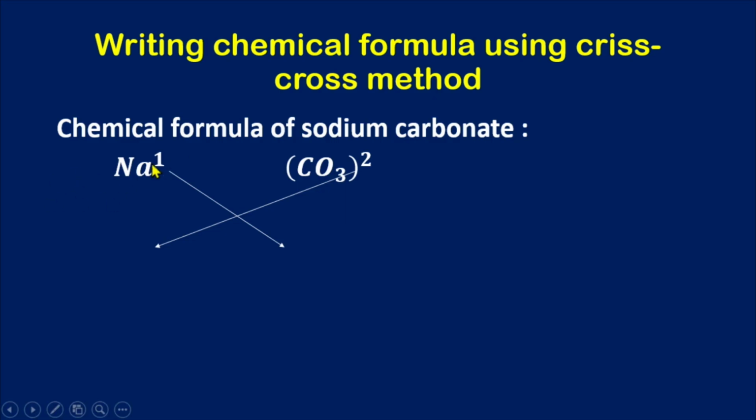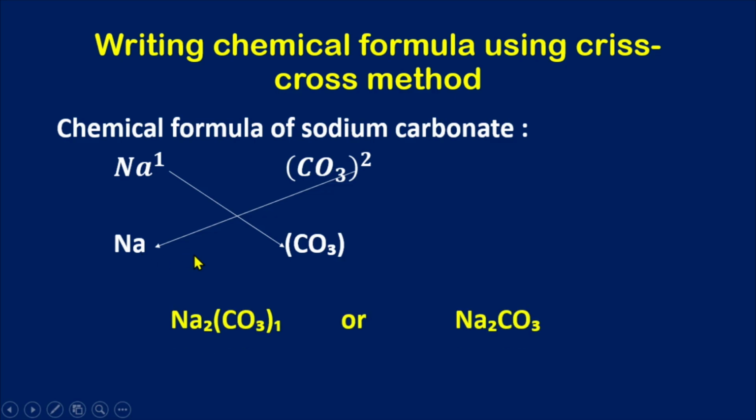Crisscross means the 1 of sodium will go to the carbonate side and the 2 of carbonate will come to the sodium side. Okay children, and their positions will also change, they will become the subscript now. See, 1 will go here and 2 will come here beside sodium. So the formula for sodium carbonate is Na2. This 2 is written with sodium, and CO3 1, the 1 is written with carbonate here. If it is a 1, we need not mention it separately children, we will write it as Na2CO3. This is the chemical formula for sodium carbonate.